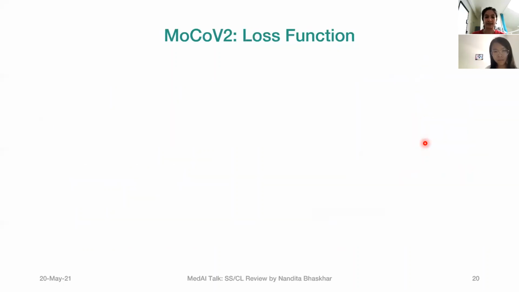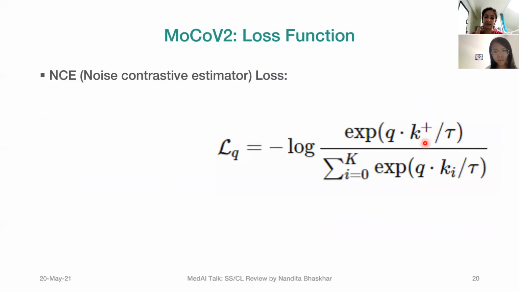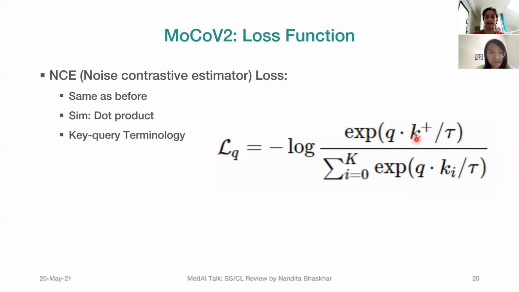And the loss is again the same noise contrastive estimator loss, and you can see that the exponentials are pretty much the same. The only difference is that instead of taking the cosine similarity, they use the dot product as the similarity metric. You might be a little confused with the key query terminology, but it essentially means that the query is the sample that you're interested in, and the keys are the ones from the dictionary.